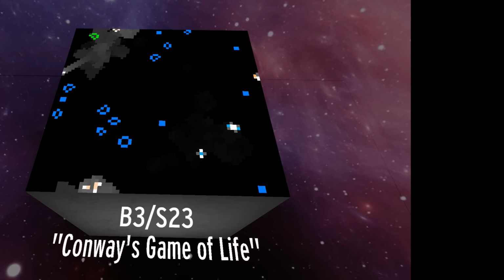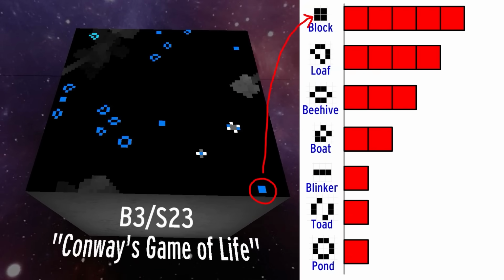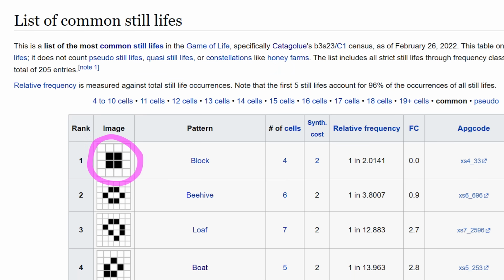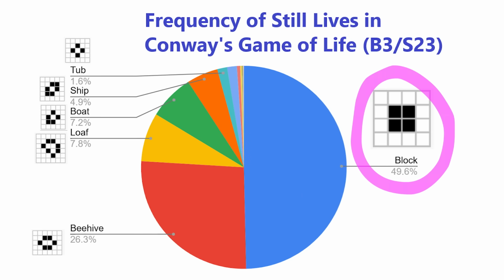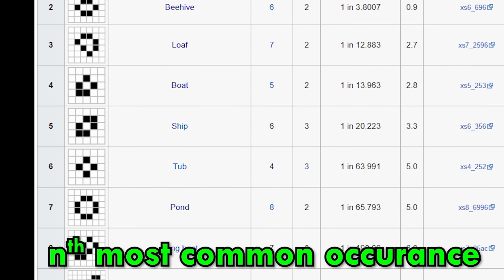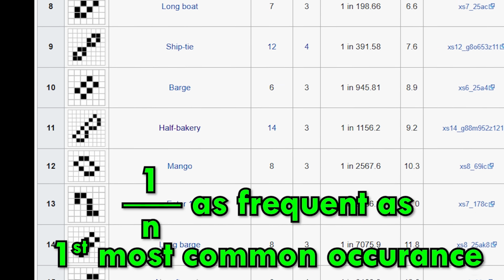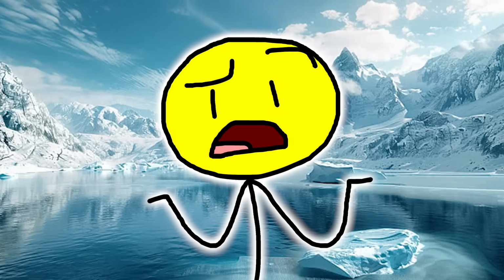You might be wondering, when we do reach stability, how often does each type of still life and oscillator appear? Well, the block is by far the most common still life in Conway's universe, appearing twice as often as second place beehive and 6 times as often as third place loaf. Wait a minute, we're in a situation where the nth most common occurrence is about 1 over n as frequent as the number 1 most common occurrence? Some of you may know where this is heading.